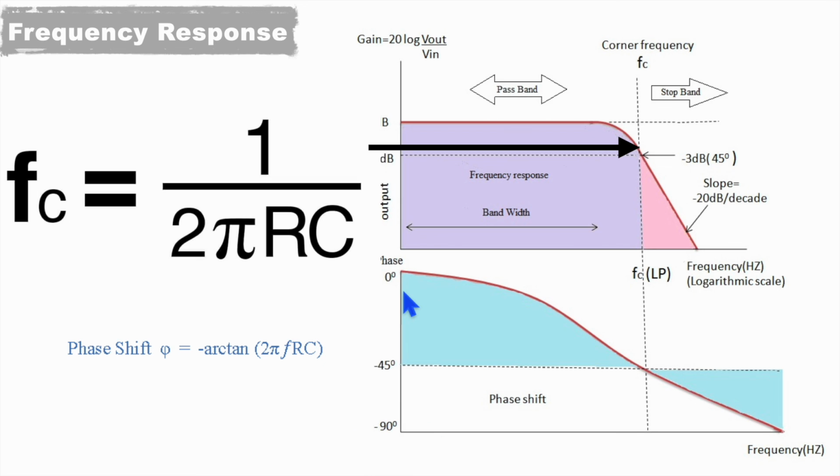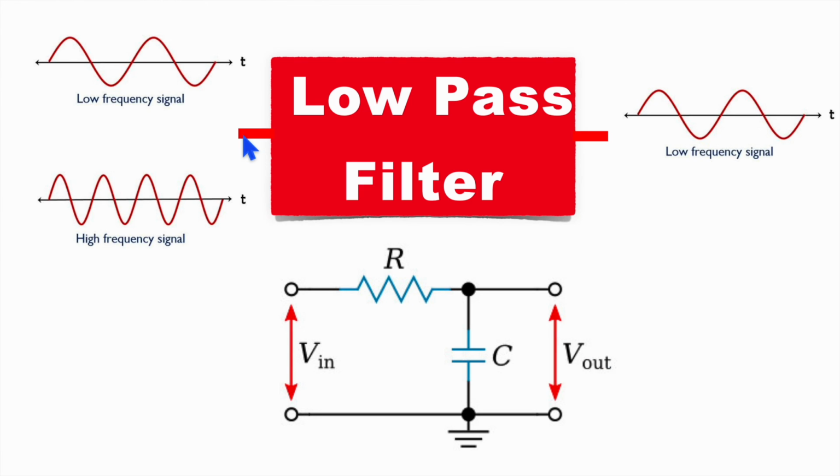So this low pass filter doesn't change the phase for lesser frequency, and as the frequency increases, the phase shift will also increase, but in the reverse direction. So this is how this low pass filter is able to allow only the low frequency signal and block the high frequency signal.